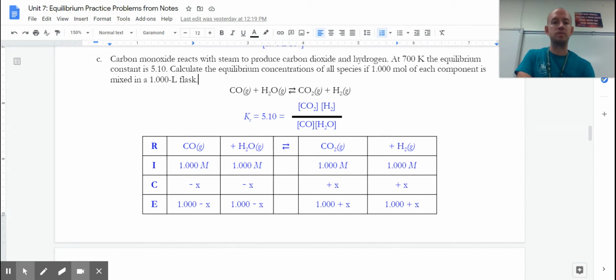Calculate the equilibrium concentrations, 1 mole of each thing. So that means they're all 1 molar. 1, 1, 1, 1. That is not our equilibrium value. Those are our initial values. We need to think about our change.